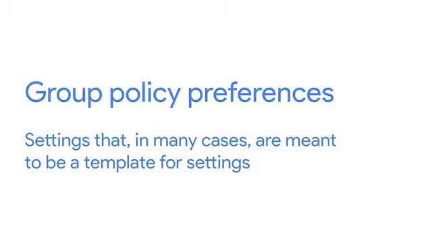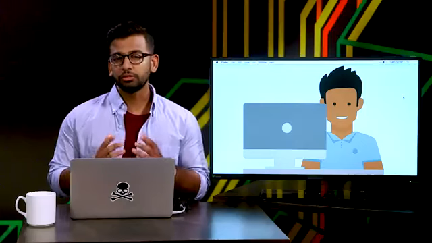Group policy preferences, on the other hand, are settings that, in many cases, are meant to be a template for settings. System administrators will choose settings that should be the default on computers that apply the GPO. But someone using the computer can change the settings from what's defined in the policy, and that change won't be overwritten. How do domain-joined computers actually get their GPOs?